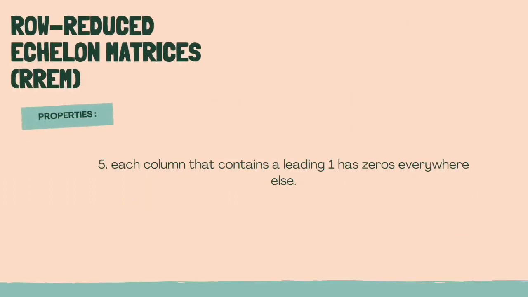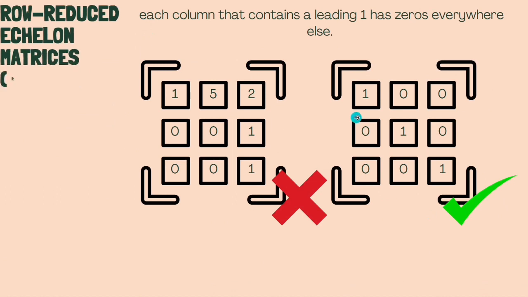Okay, now we jump into row reduced echelon matrices, or we call them RREM. For RREM, we need to follow all the REM properties and add one more property, which is each column that contains a leading one has 0 everywhere else. It means like this. If you see here, the 1, the entries below it and above it need to be zeros. So that is the condition that we need to follow. And this one is wrong because you see here the entry above the 1 is 2 and here is 1. It also does not follow the REM properties that we have learned just now.